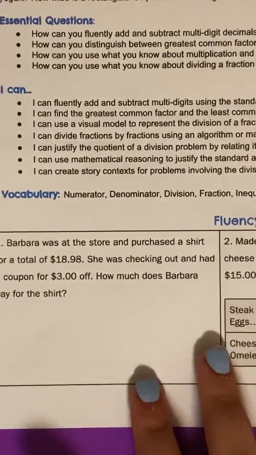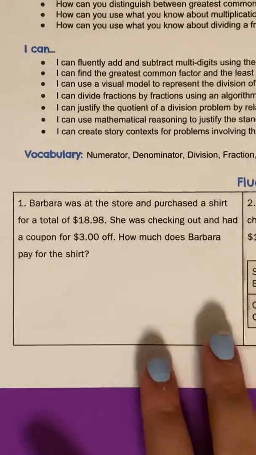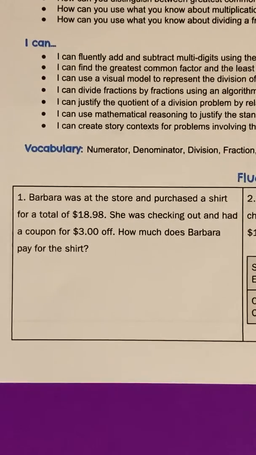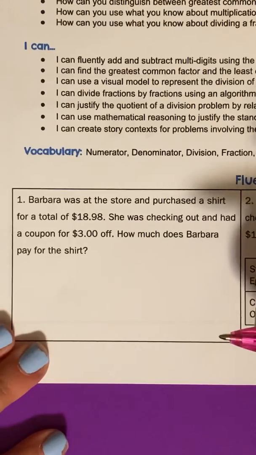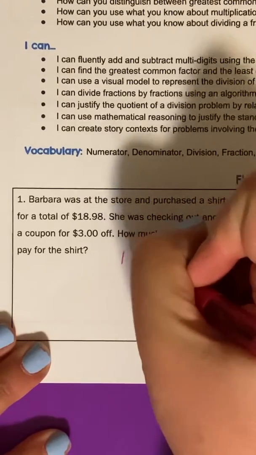Our fluency, we are going to start with number 1 here. Barbara was at the store and purchased a shirt for a total of $18.98. She was checking out and she had a coupon for $3 off. How much does Barbara pay for the shirt? Well, if you have $3 off, I would like to have that coupon. We're going to subtract it. So, $18.98. Oh my goodness, when you are subtracting decimals, you need to line them up.